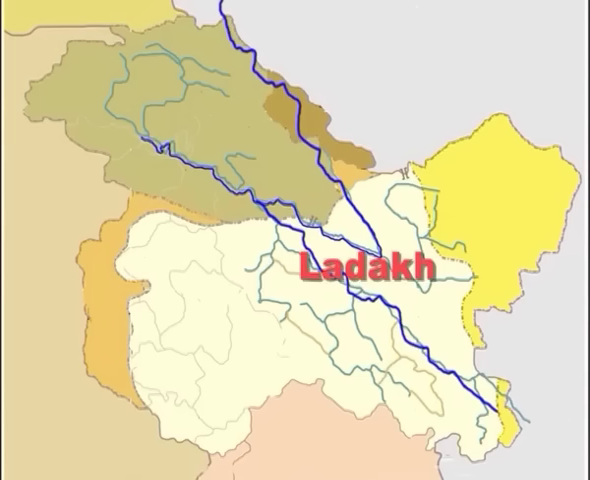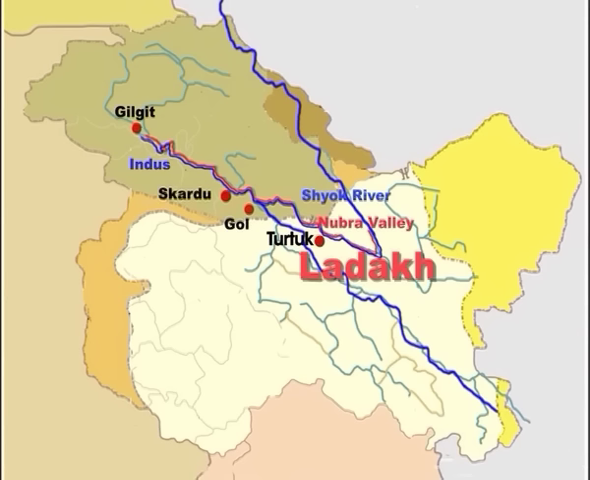These wandering tribes must have arrived from the direction of Gilgit, hugging the Indus River, crossing Skardu. They reached Gol, the location of the confluence of Indus and Shok rivers. Some of these tribes took the direction of the flow of Shok River, and via Turtuk, they must have reached the Nubra Valley.